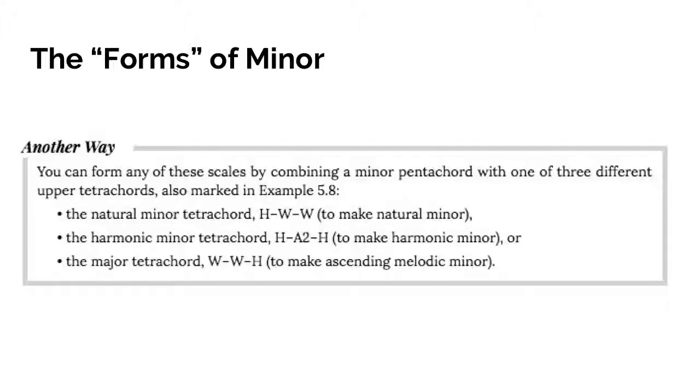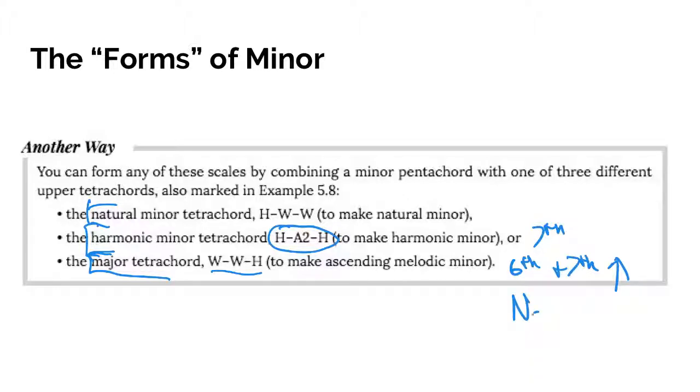So another way you can think about it is you combine a minor pentachord with one of the 3 different tetrachords. Either you combine it with the natural minor tetrachord, or the harmonic minor tetrachord, which has the raised 7th scale degree, or you think about it as whole, augmented second, whole, or you combine it with the major tetrachord, which is whole, half, where you raise the 6th and 7th on the way up, but natural minor on the way down.